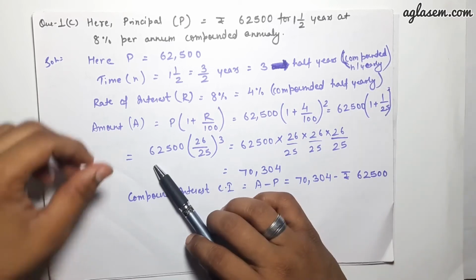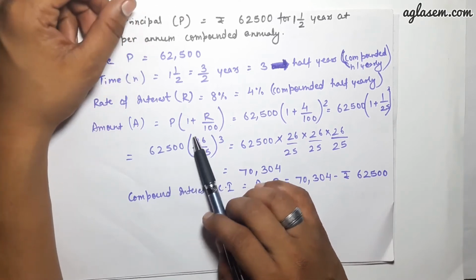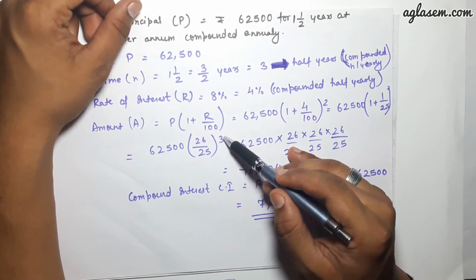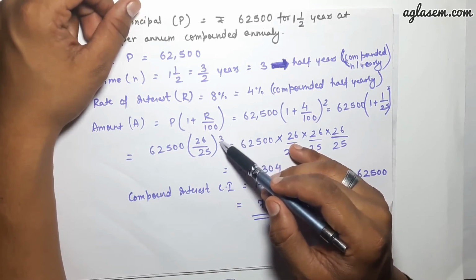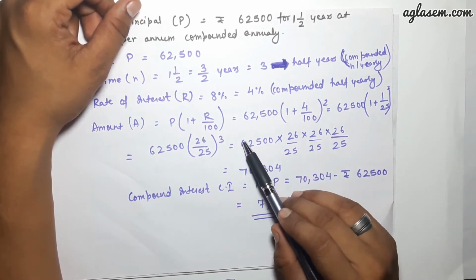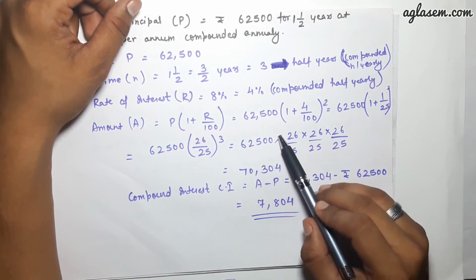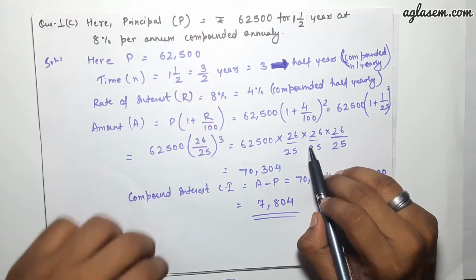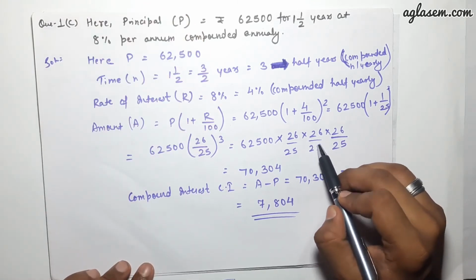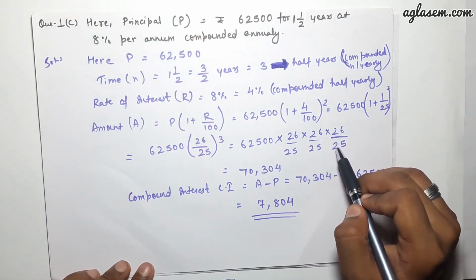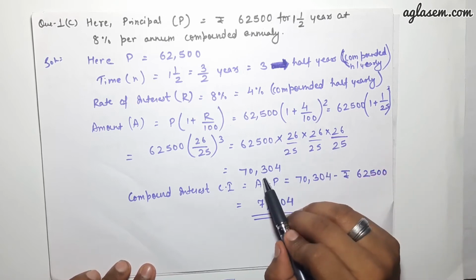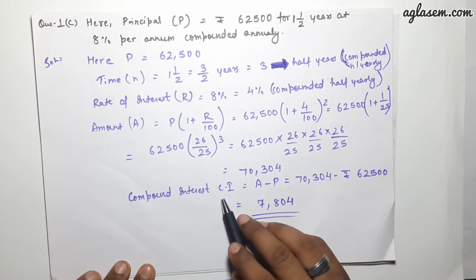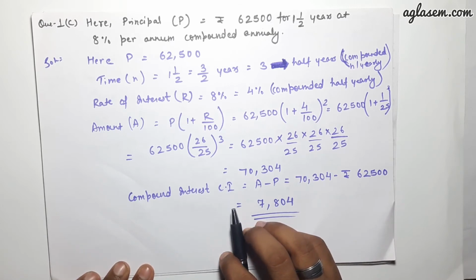Now solve this. 62,500 into 1 plus 1 upon 25 to the power 3, that is time. Now after solving this, we'll get 62,500 bracket 26 upon 25 to the power 3, that is for 3 half years compounded half yearly. So 62,500 into 26 upon 25, because it's for 3 times, into 26 upon 25 into 26 upon 25, we'll get the answer, that is 70,304.